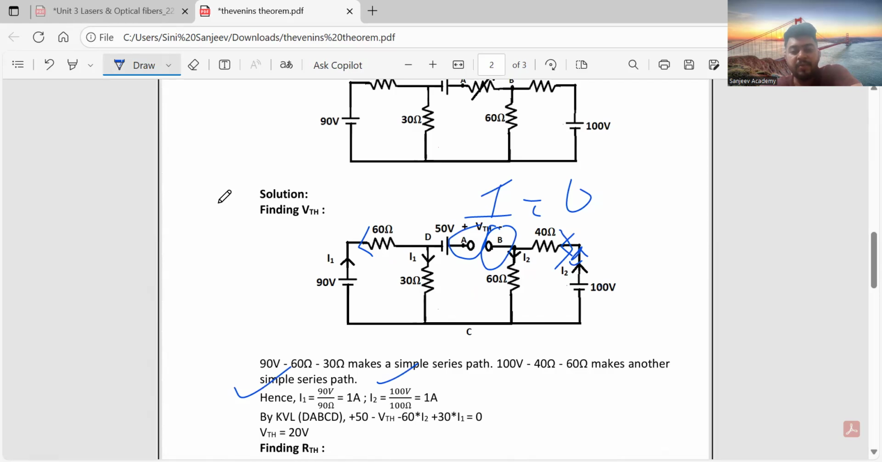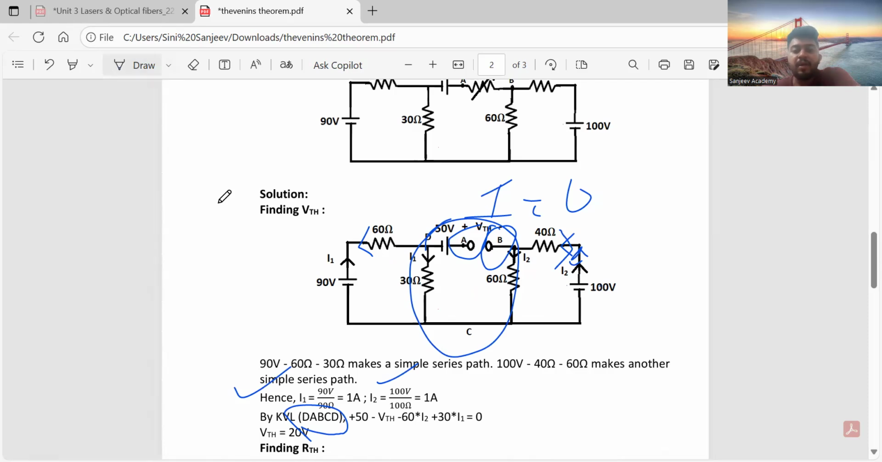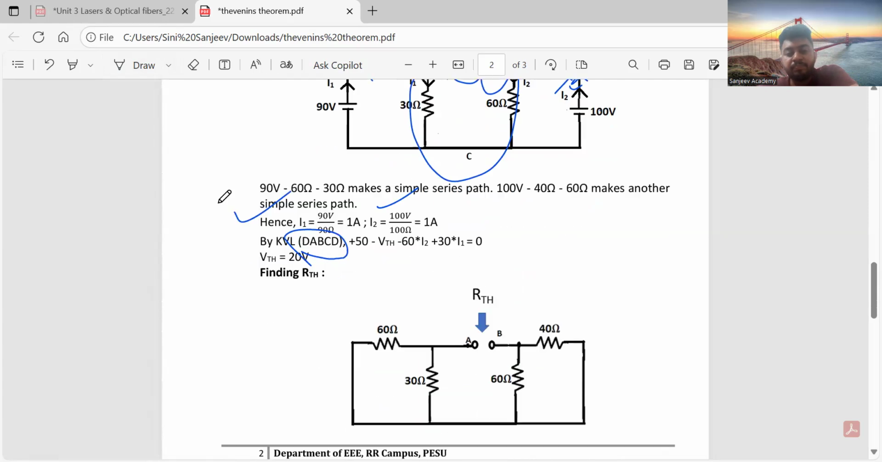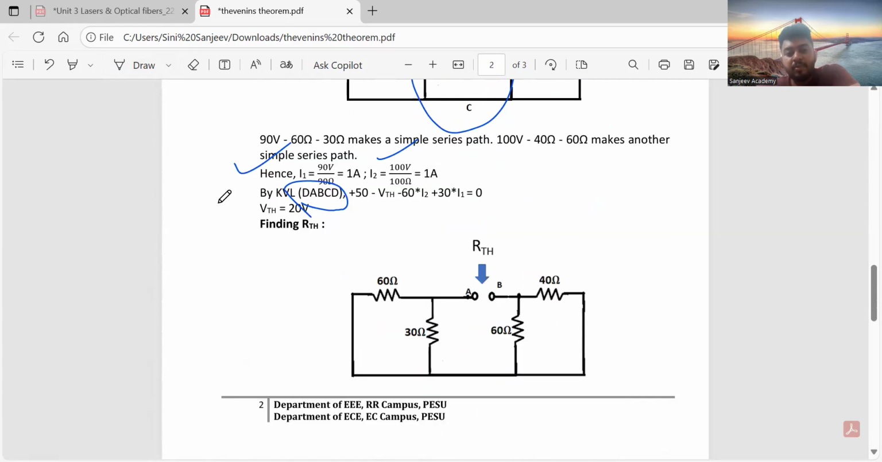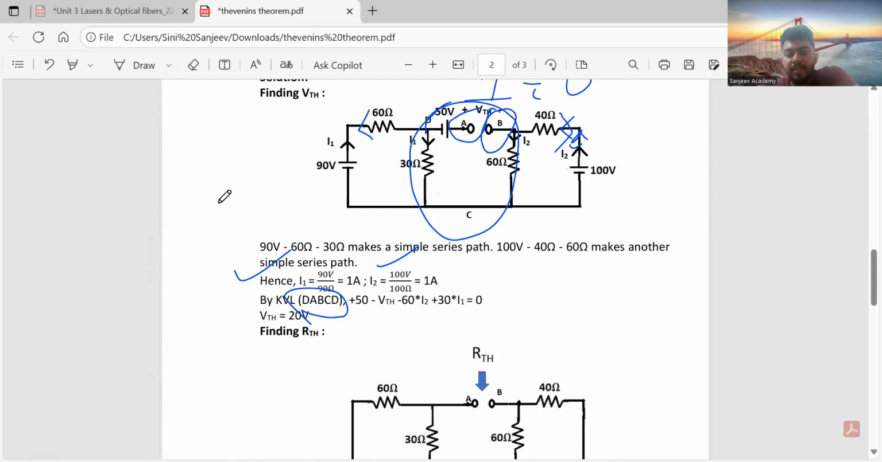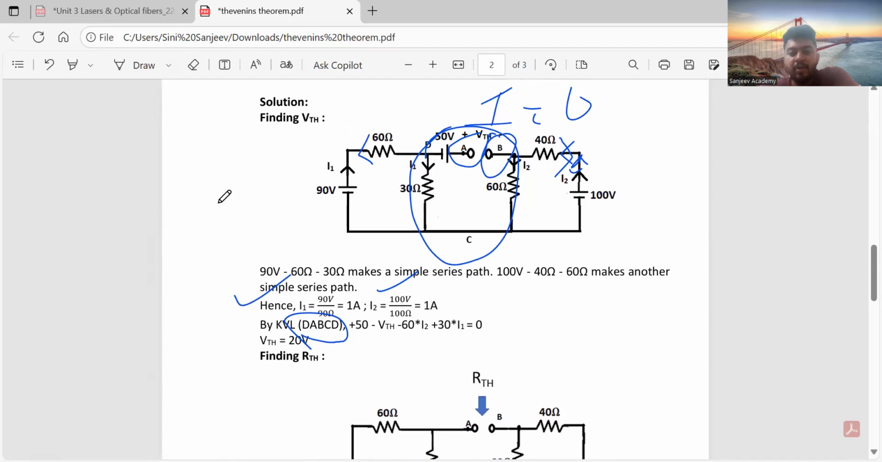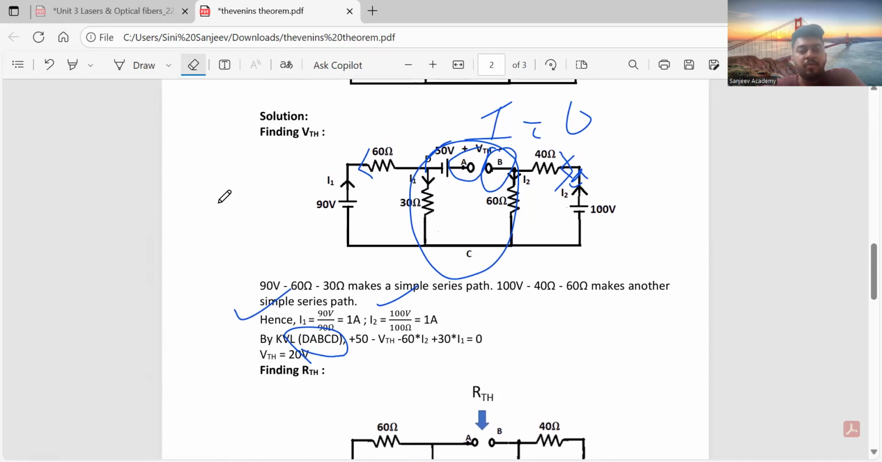Now you can see here the KVL applies, along this loop, to find the VTH. Correct? So how to find it? I'll just erase everything, then I'll show you.